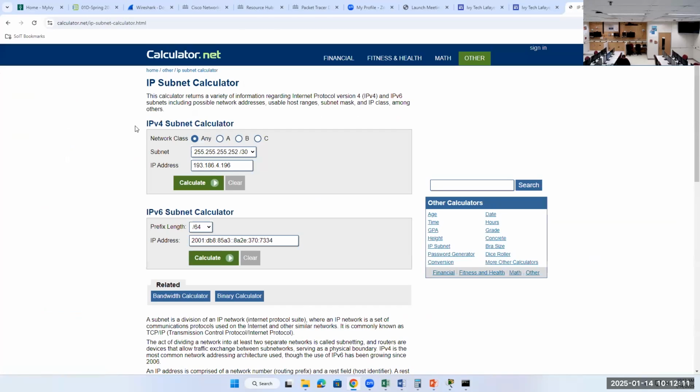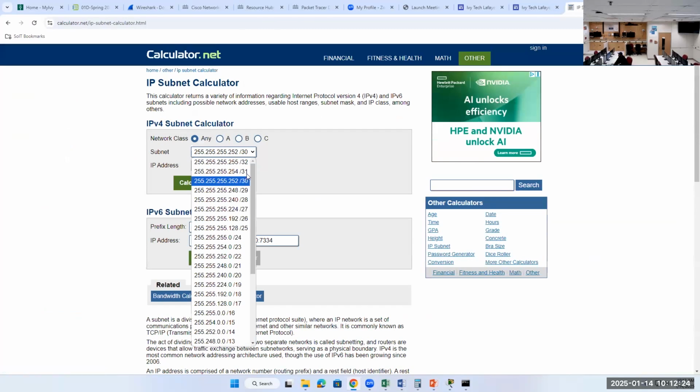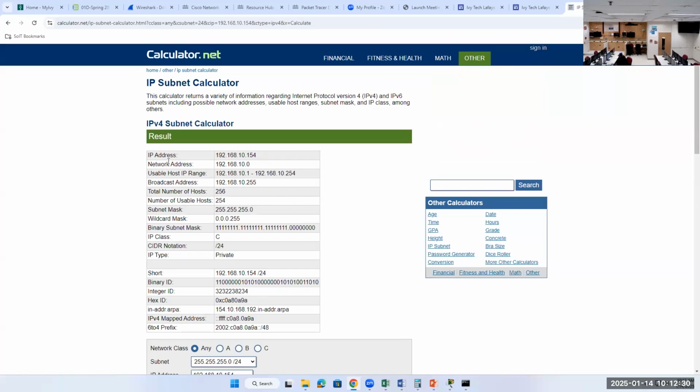And you go to the IP subnet calculator, right? So think about I have an IP address here, 192.168.10.254, and now I can choose a subnet. So what happens if I have the slash 24 here, and right click on the slash 24, you can see what happened here. It tells me this is the network address, and this is the broadcast address, and this is the usable address. Make sense?